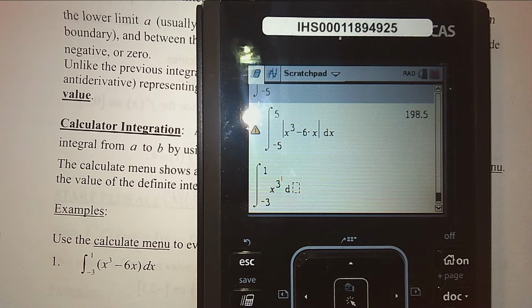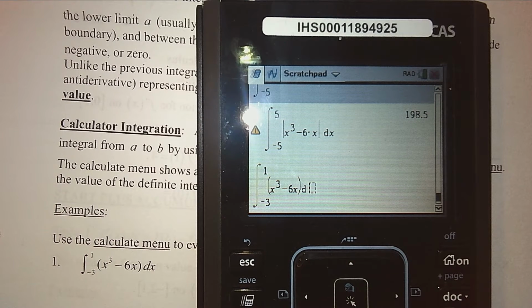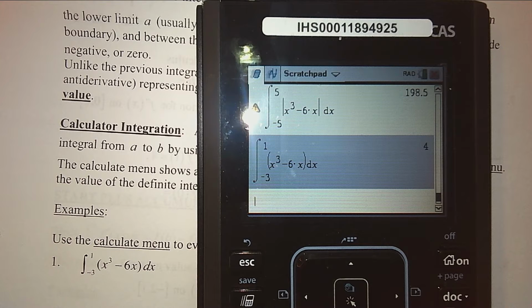Subtract 6x. You don't need to put in parentheses. The calculator assumes that. In fact, it puts it together with parentheses. Again, it's a beautiful template. And then we're integrating with respect to what letter? X. And then press enter. Now, if I want a decimal answer, like for a square root, we can always press Control and Enter to find the decimal. But it's a nice answer. What's the answer there? 4.